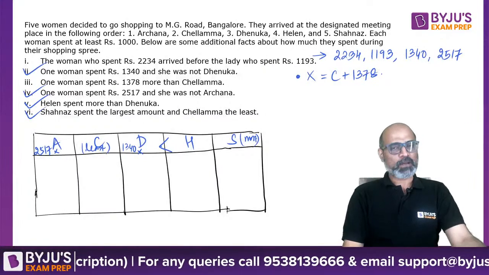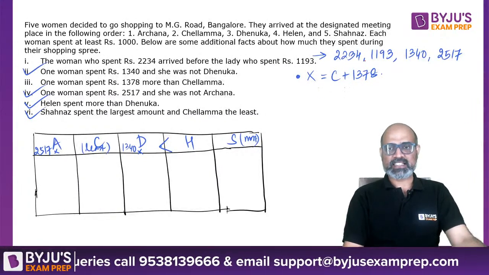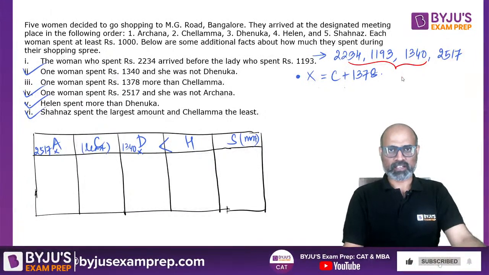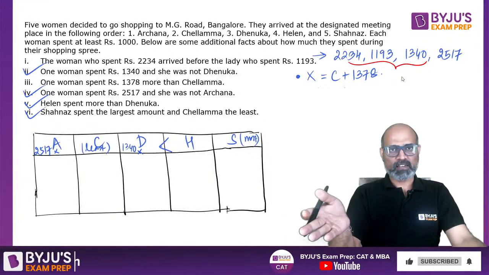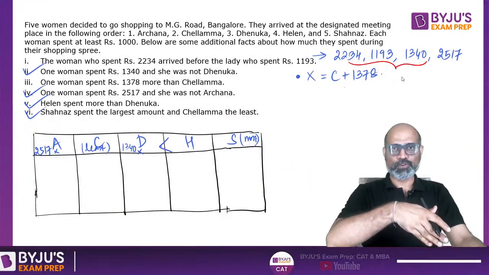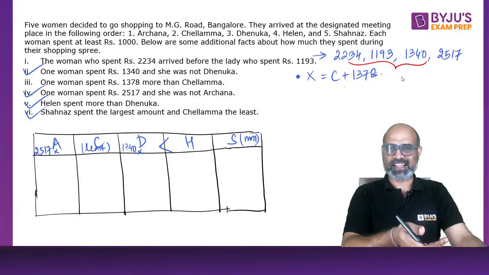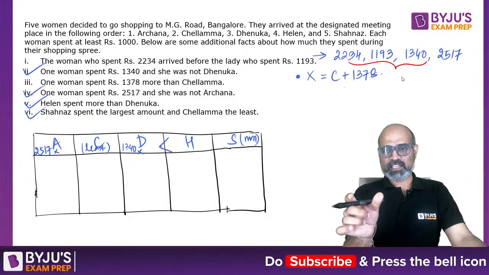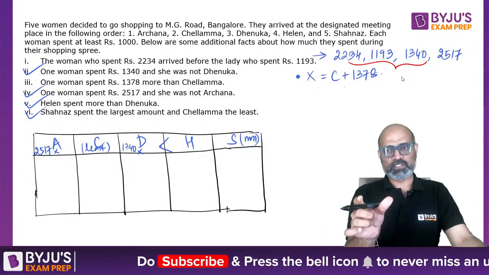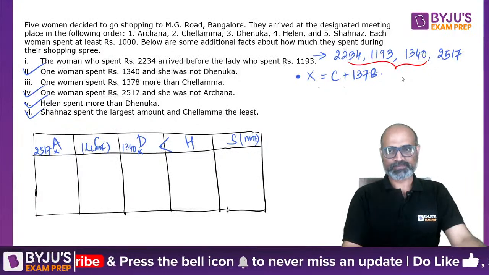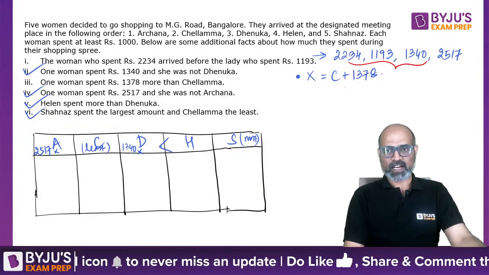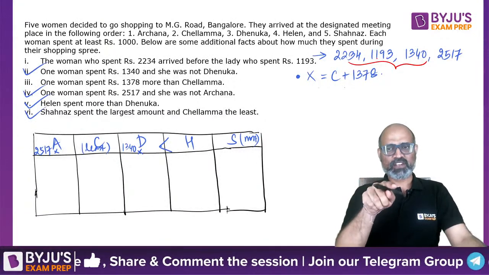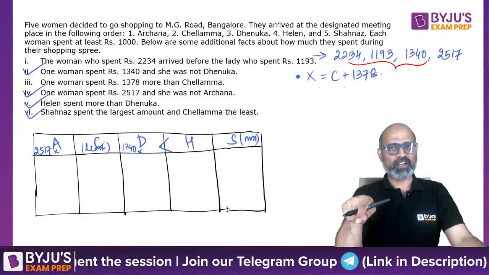Now, is it a possibility that X and C are going to be from these 4? Is it possible that one of these values is C and 1378 more will give you X, where X is someone else apart from C, again one of these 4? So we need to see, are there any pair of values that are at a difference of 1378? So 2234, 1193, are they at a difference of 1378? No. Just check the last digit. 2234 minus 1193 will not end in 8.